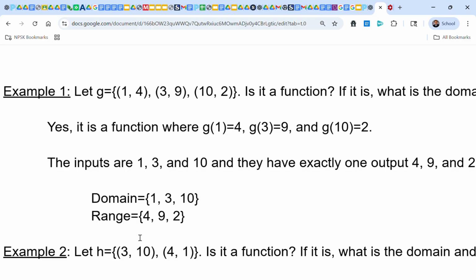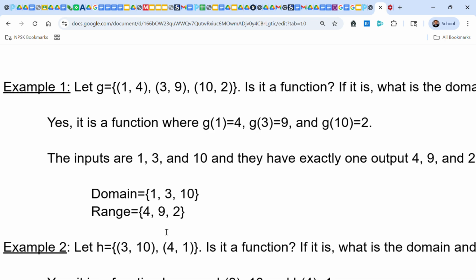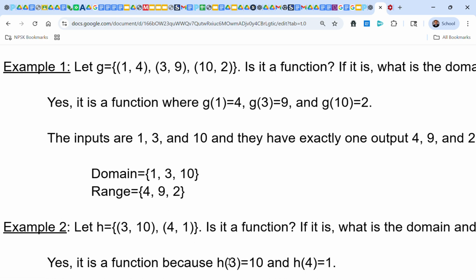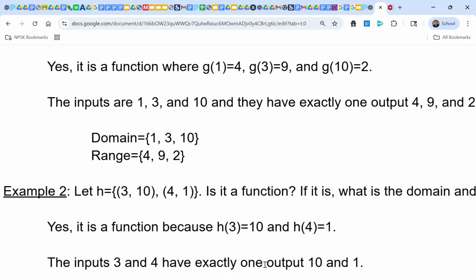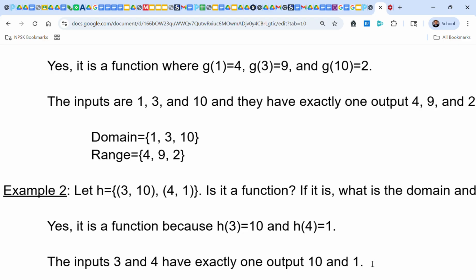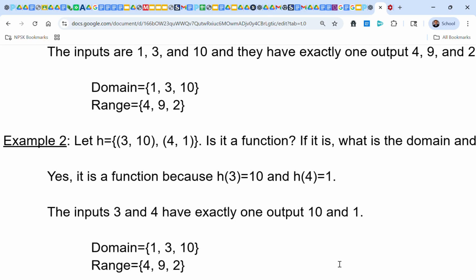Does every input have exactly one output? Well, 3 goes to 10, it doesn't go to anything else. 4 goes to 1, it doesn't go to anything else, so it is a function. So yes, it is a function because of this. The inputs 3 and 4 have exactly one output, 10 and 1. And the domain of this function is 1, 3, and 10. And the range is 4, 9, and 2.